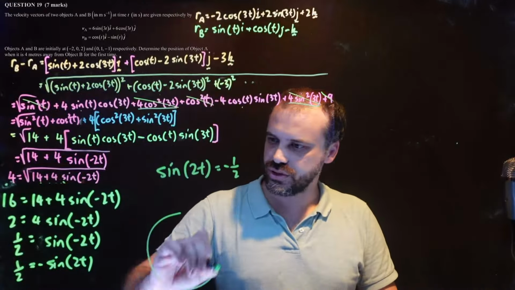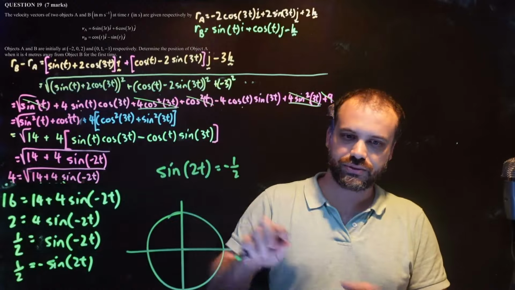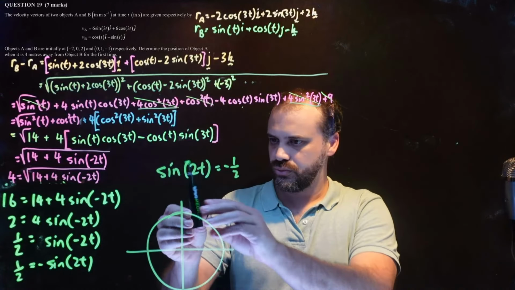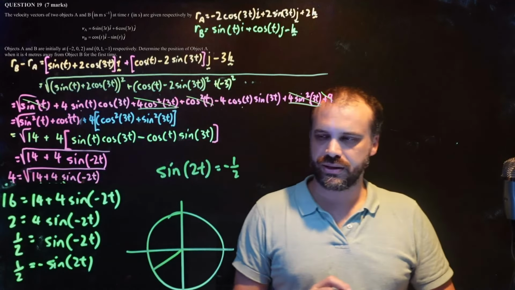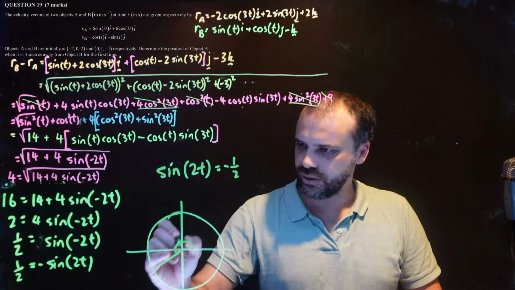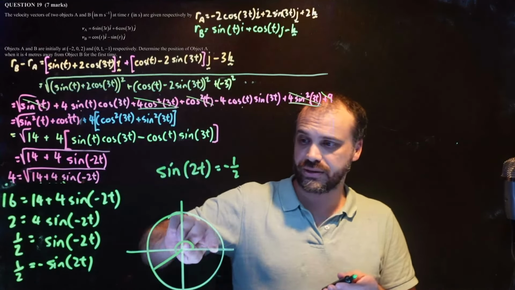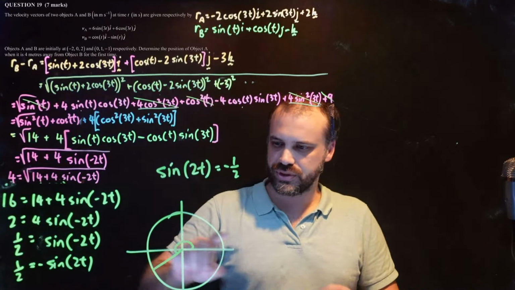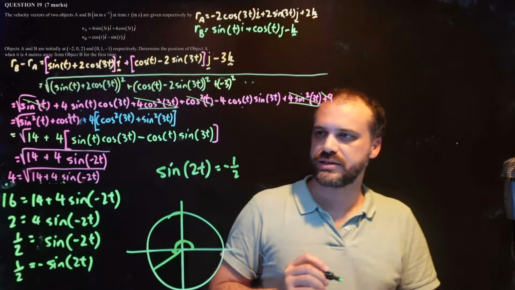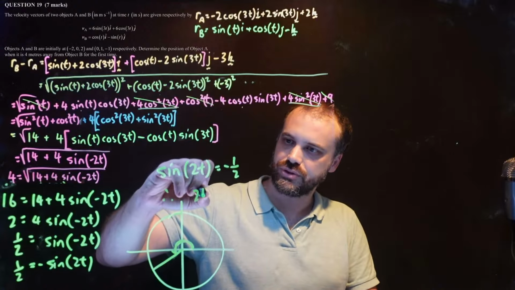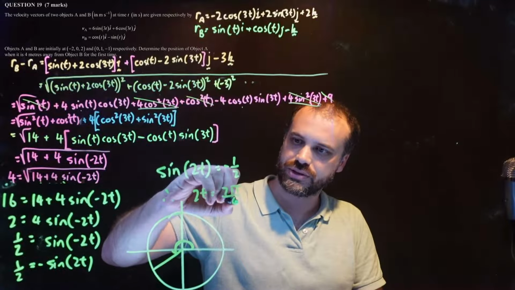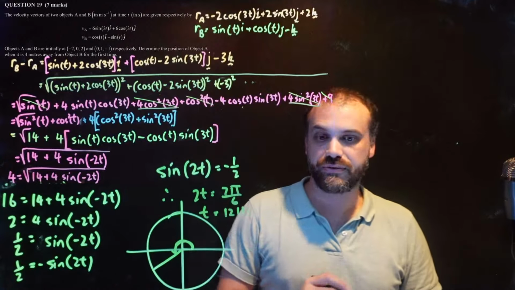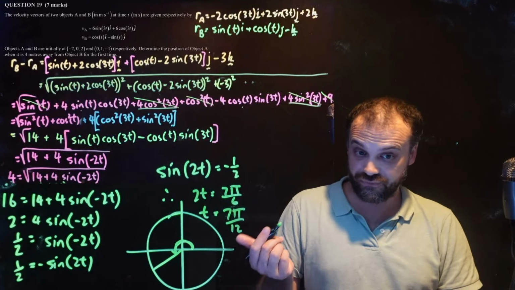Now we can use the unit circle. If we just ignore that it says 2t for the moment, we're just solving for theta. It's going to be 7 pi on 6. Now you might be thinking, aren't there lots and lots of solutions? It says here the first time, so we're just interested in this very first answer. Therefore 2t equals 7 pi on 6, which means that t equals 7 pi on 12.